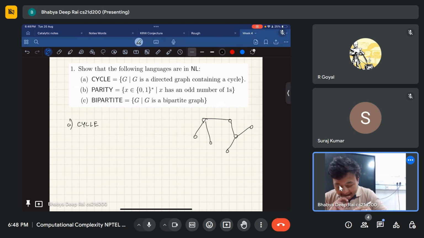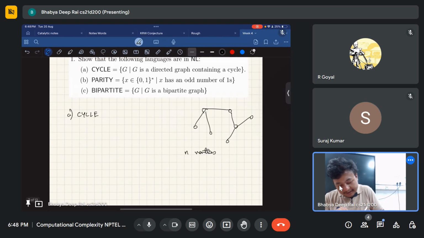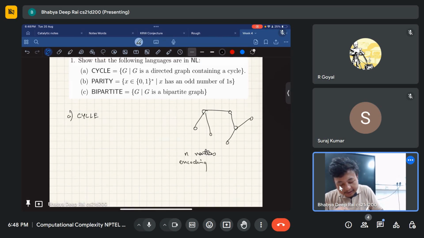There are n vertices. To write them in binary, the encoding will take log n bits. So how many bits can you remember in your logarithmic space? You are given some order log n space, which means some constant times log n space, which means you're allowed to remember only a constant number of vertices. That part is clear, I think.